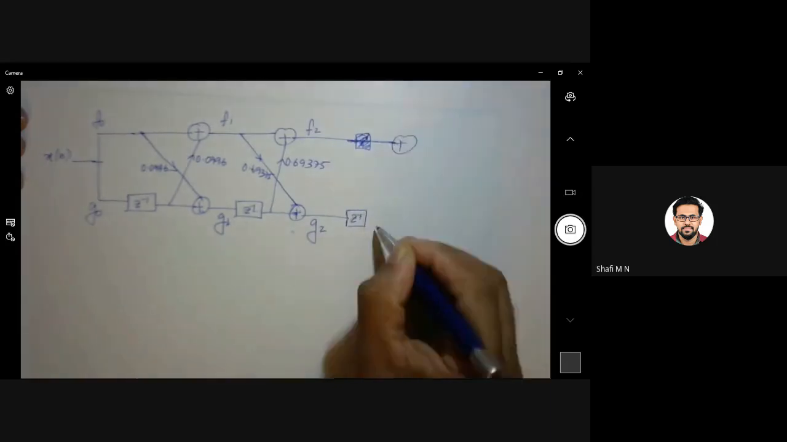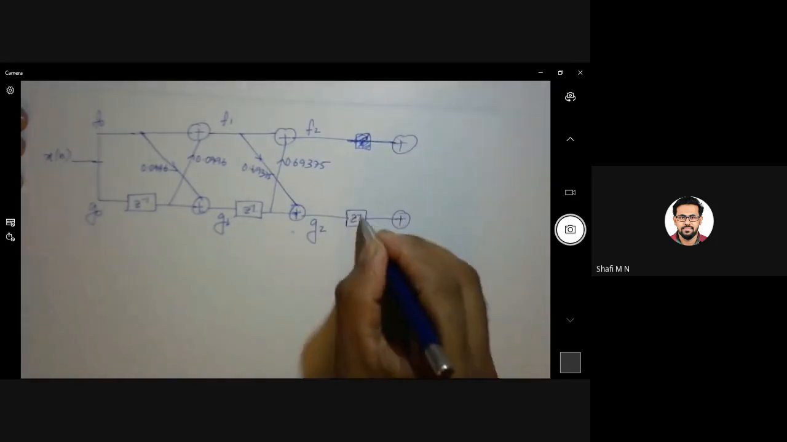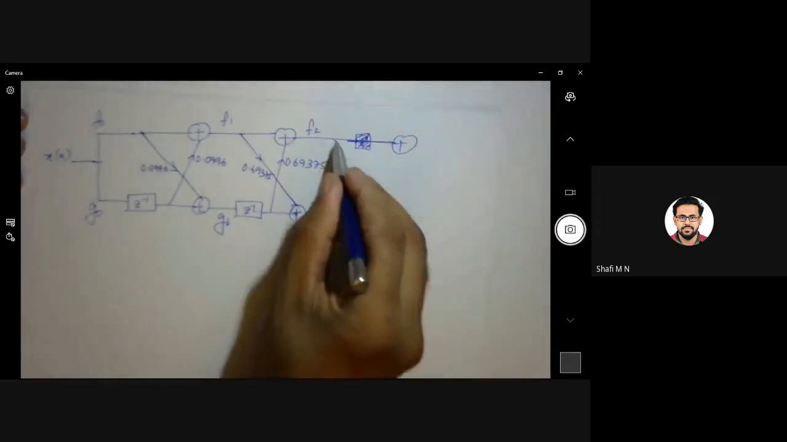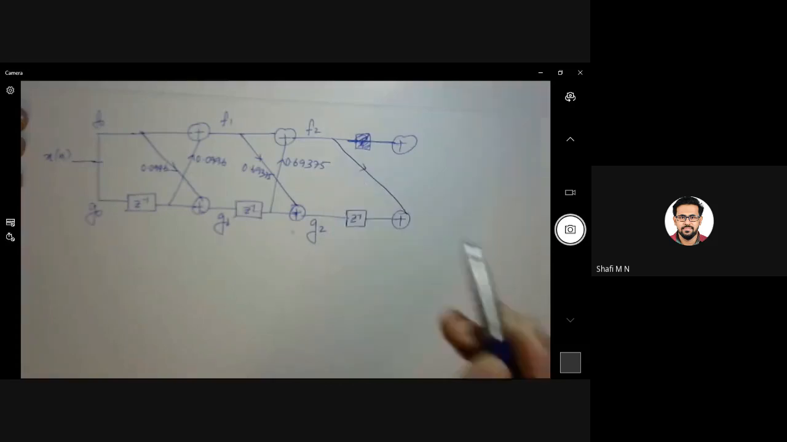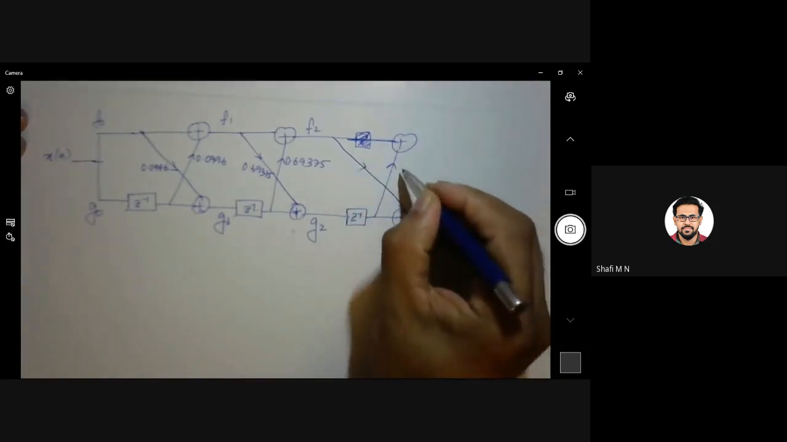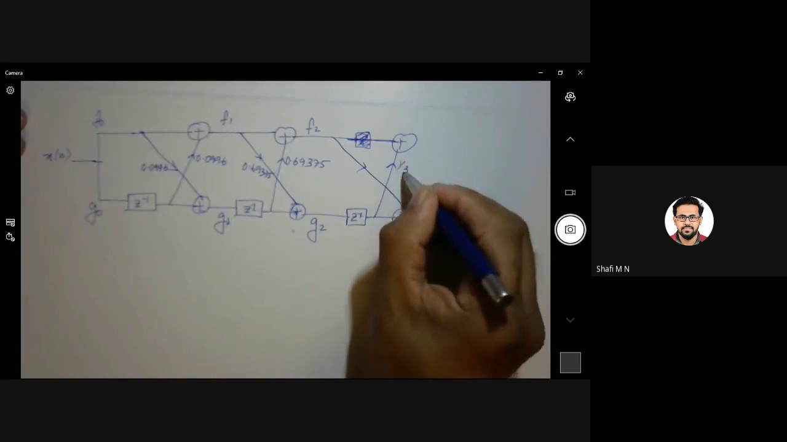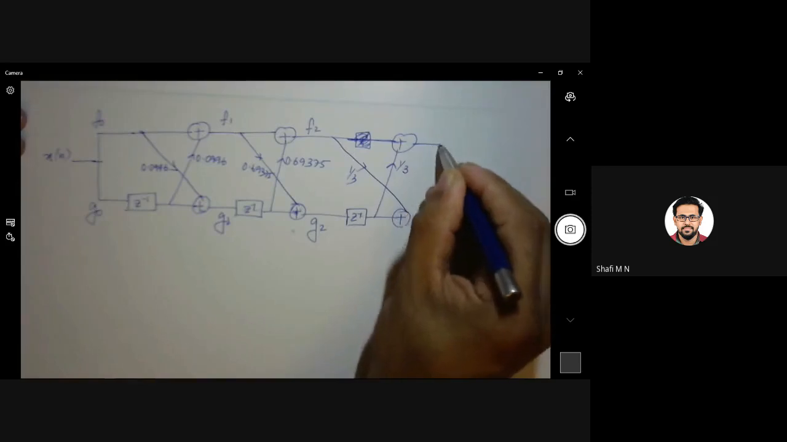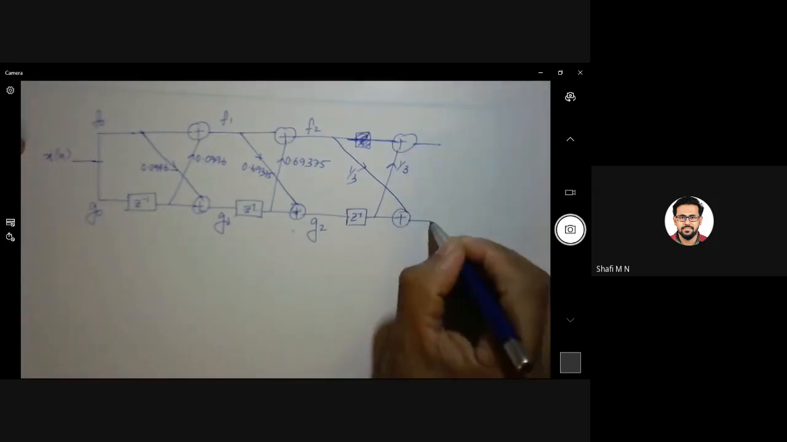You have one delay element in the bottom rail and two summing blocks in parallel. Here you can mark K3, and here also you can mark K3. So what is the value of K3? K3 is 1/3, I think, right? And here this is the F3 and this is the G3.